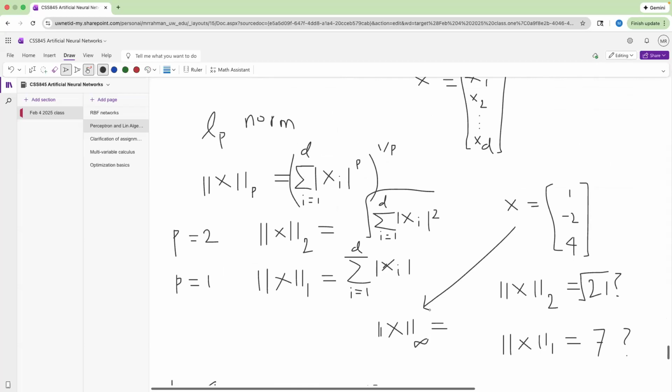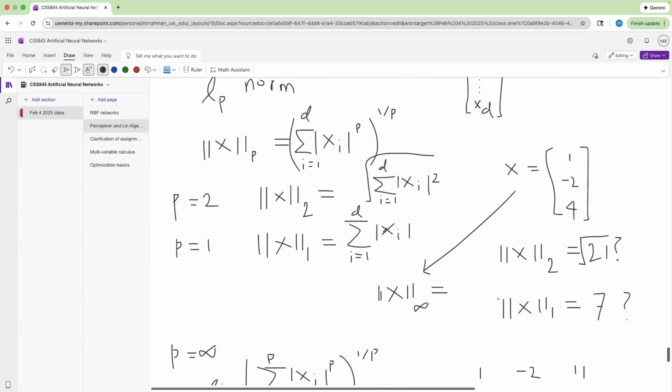Anyone want to try? It would be whatever value has the largest magnitude. So 4. Exactly, because you take every value, you take the absolute value, so it's going to be 1, 2, and 4, and 4 is the maximum. So in this case, it's going to be 4.